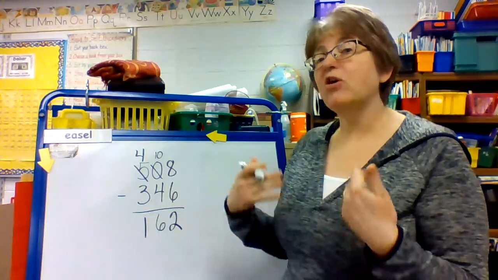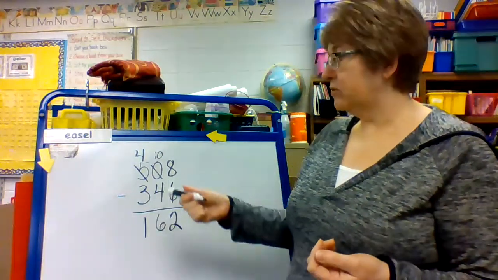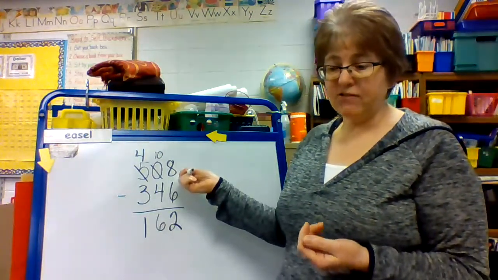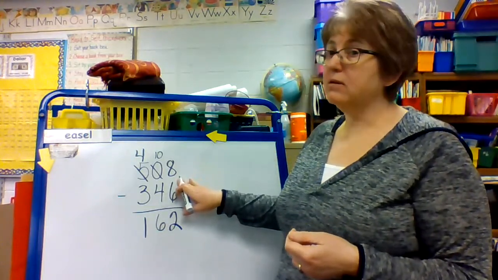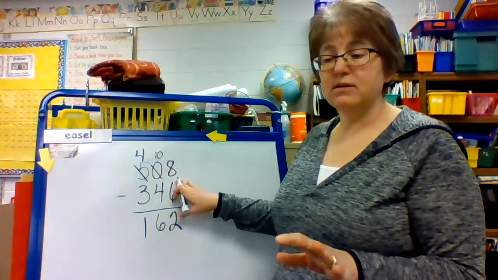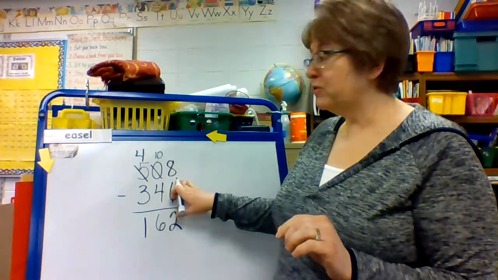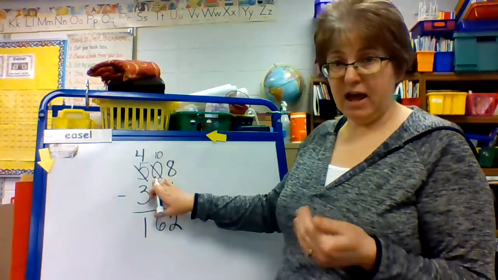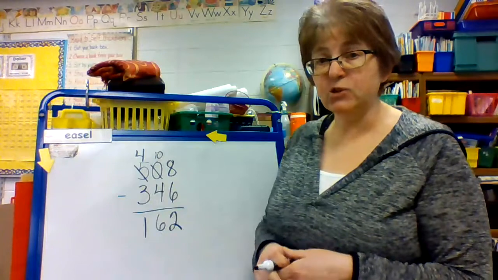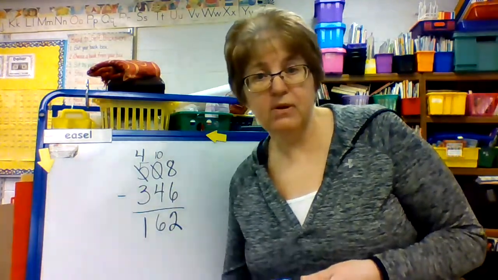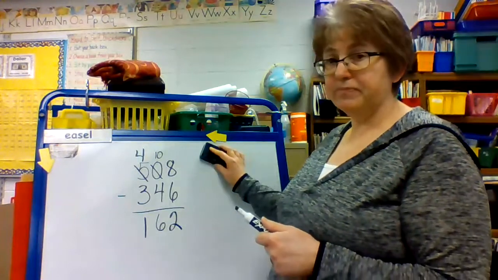Now we're going to go back and look. Did I have to ungroup to get 10 ones? Did I have to get any more ones? No, I didn't have to do that. So that answer would be no. Did I have to ungroup to get 10 tens? Did I have to get more tens? Yes, I did. So then my answer would be yes. So no on the ones, but yes on the tens.